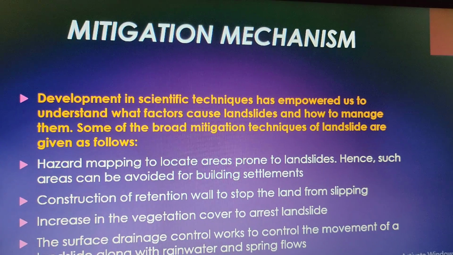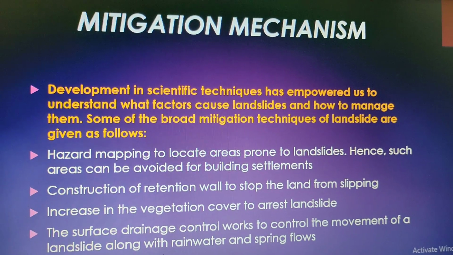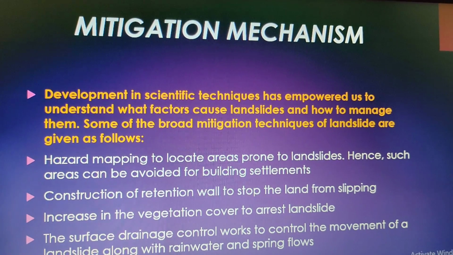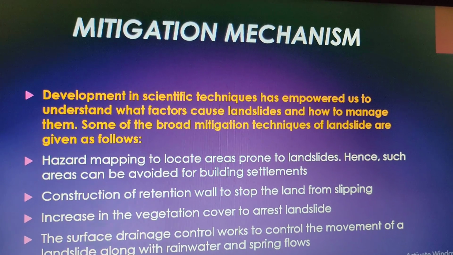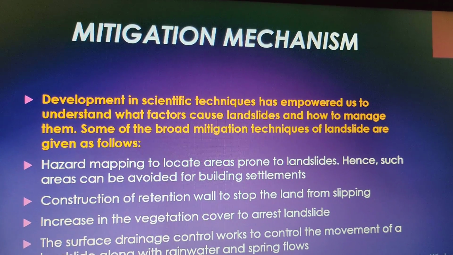How can we avoid landslides? Firstly, we'll have to detect the areas which are more prone to landslides, and this process is known as hazard mapping, right? Then we can build a retention wall to stop the land from slipping.